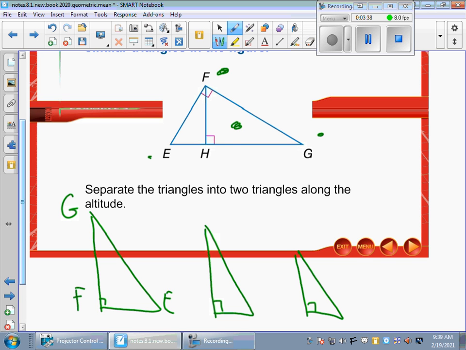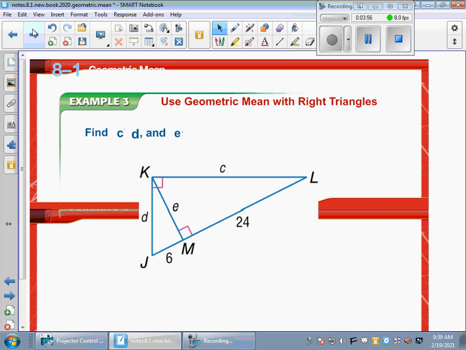This is the middle triangle. So my 90-degree angle is H. I go all the way up to the G, and I go over to the F. Here's the little one right here. H is the 90-degree. I go over to the E, and I go all the way up to the F. And that just visually helps me out, and now we're going to see how we can use those with some numbers in the next one.